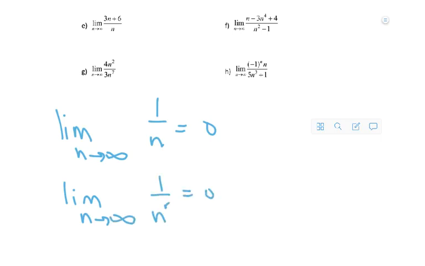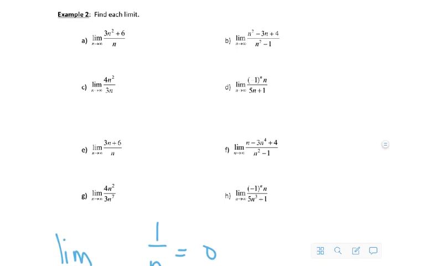So anytime the variable you're changing is in the denominator of a fraction, the limit is going to approach 0, because you're making the denominator bigger, so the fraction as a whole becomes smaller. So the other way of doing this is to divide everything by the biggest power of n. In this one, the biggest power is n squared. So 3n squared over n squared is 3. 6 over n squared is 6 over n squared. And n over n squared is 1 over n.